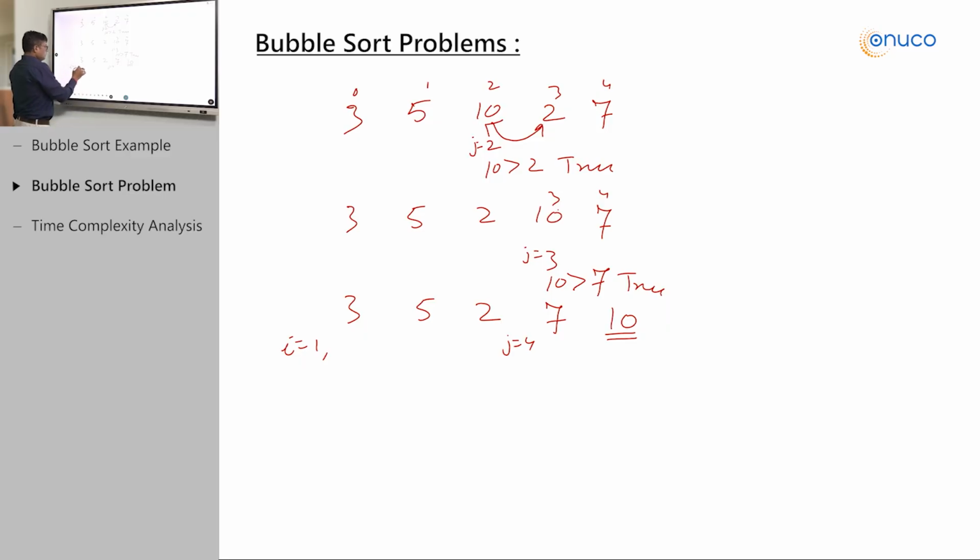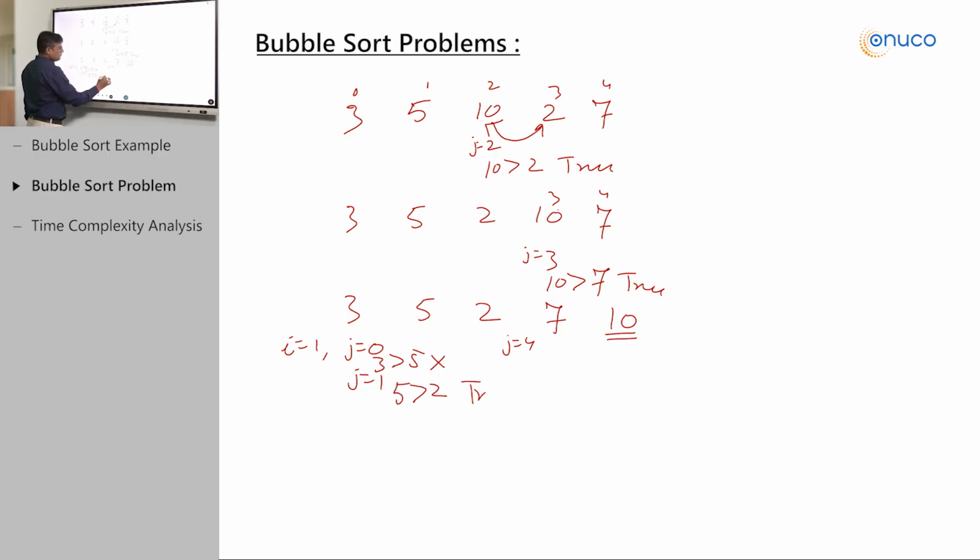Right? So say here J is 0. First I want to compare: is 3 greater than 5? No. So no change. Okay. 3 is not greater than 5, so no change. So J will increase. Now J becomes 1. So is 5 greater than 2?